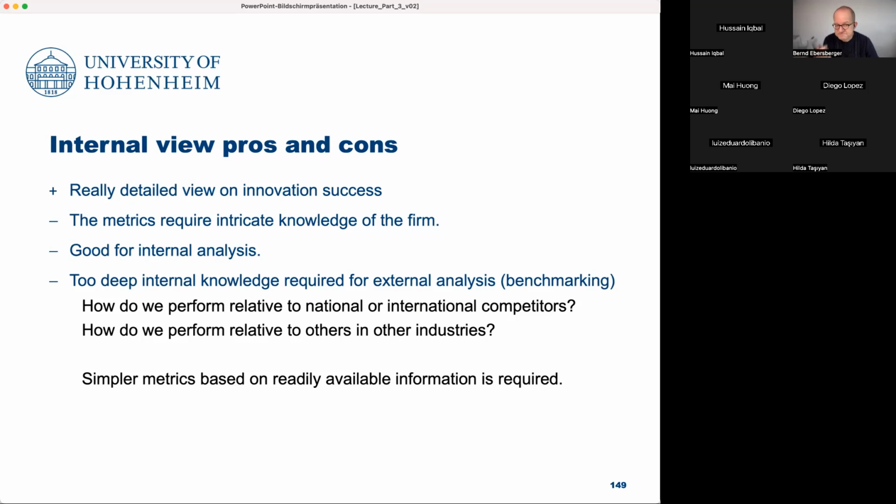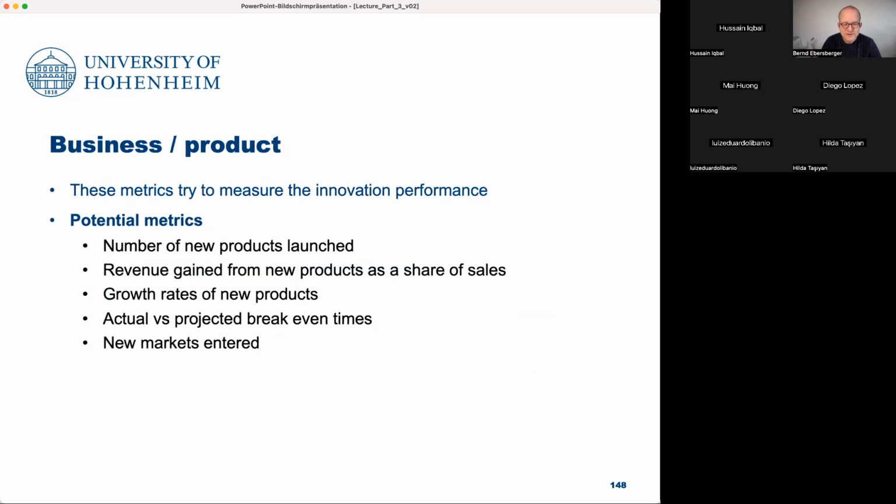And you need intricate knowledge of the firm. Internal analysis is good. For external analysis, it's not that helpful. So for benchmarking, etc.